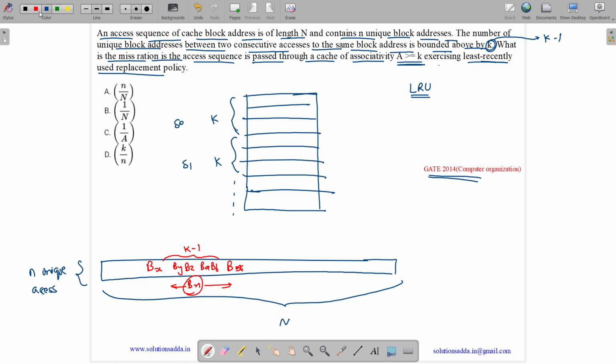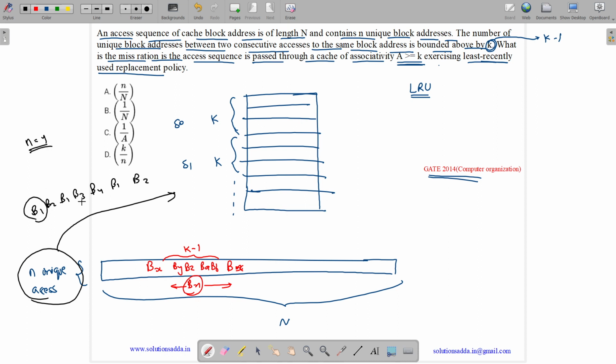Okay. Now let us see. We need to tell the miss ratio. As we have n unique accesses, initially the entire cache will be empty. So whatever block we get, suppose we get B1, B2, B1, B3, B4, B1, B2, and let us suppose n is 4. So here we have 4 unique block addresses B1, B3, B2 and B4. Whatever the sequence, all these 4 need to be brought into the cache memory from the main memory. So at least n misses will be there.